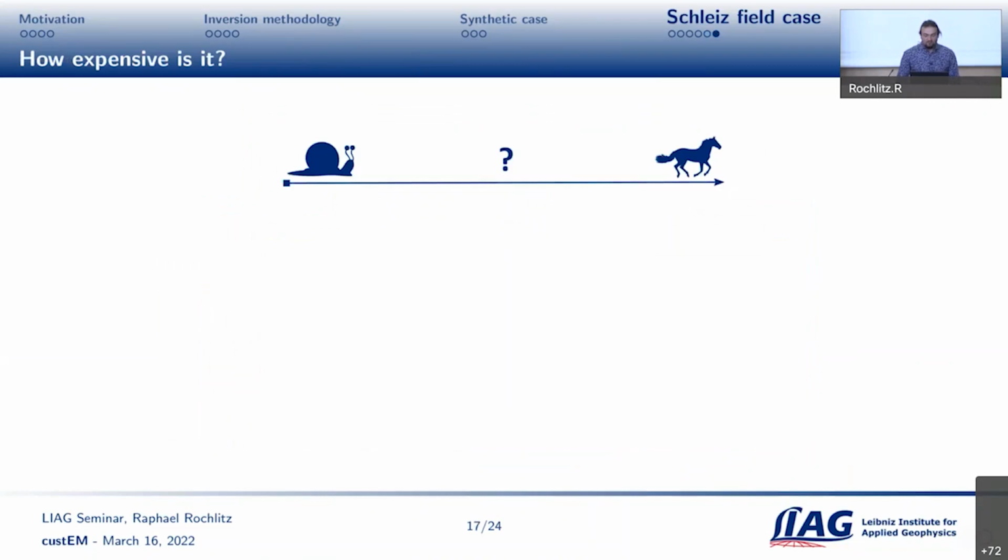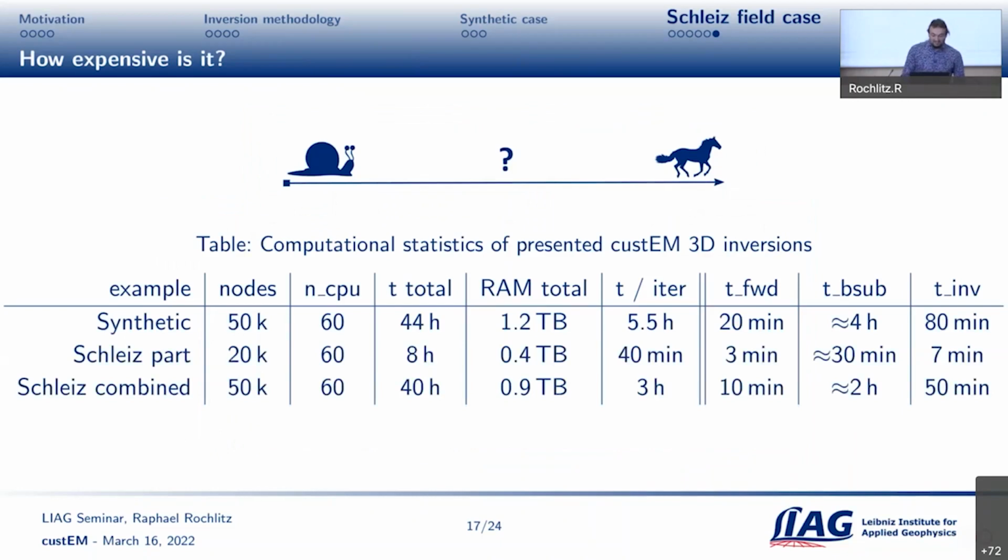Now, you might ask, how expensive is it to run 3D inversions with cusTEM? This is a computational statistic table I have prepared. So in our synthetic test case, we have a mesh with 50,000 nodes. We need all in all almost 2 days on 60 cores in our workstations. We need like 1.2 terabyte in total. We have like 6 hours computation time per iteration.